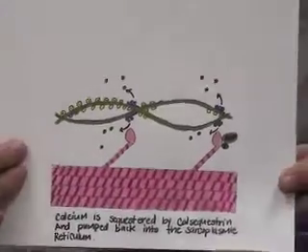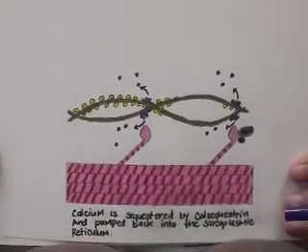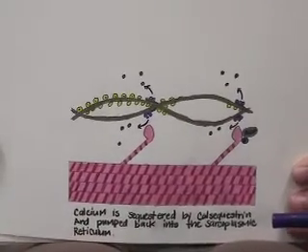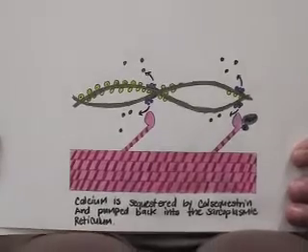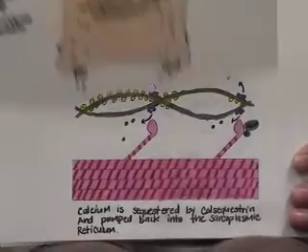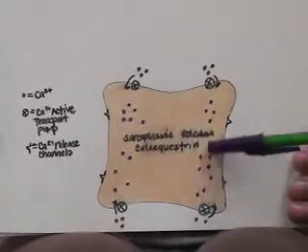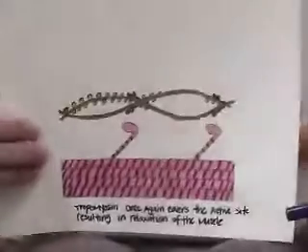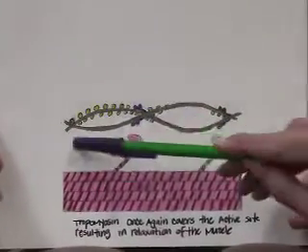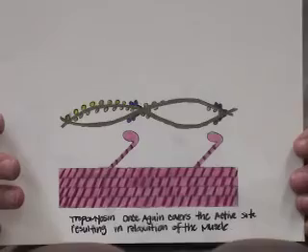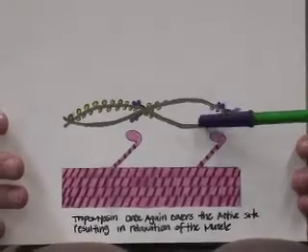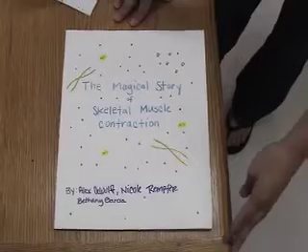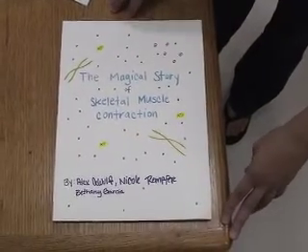Then calcium is pumped back into the sarcoplasmic reticulum and attached to calsequestrin, allowing tropomyosin to once again cover the active sites. There's calcium going into the sarcoplasmic reticulum. And this is when the tropomyosin once again covers the active sites, resulting in a relaxing muscle. The magical story of skeletal muscle contraction.